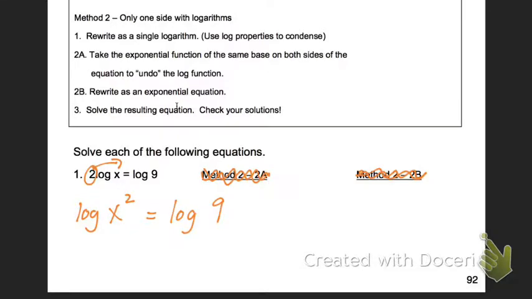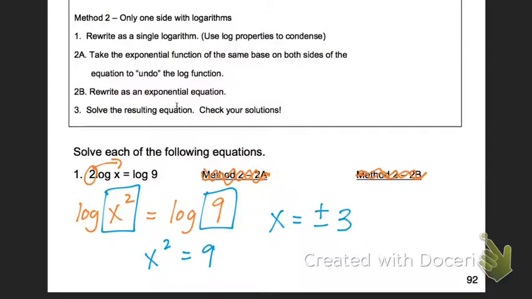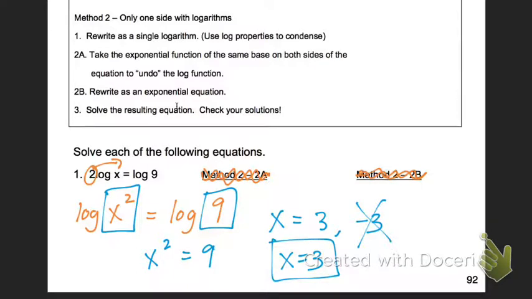Once you have them condensed, then you can set the inside equal to each other. So x squared equals 9, so x equals plus or minus 3. But what do we know about negatives inside a log? You can't have a negative inside a log, so just x equals 3. Basically, if I have 3 and negative 3, I only have one solution, and that is the positive 3.